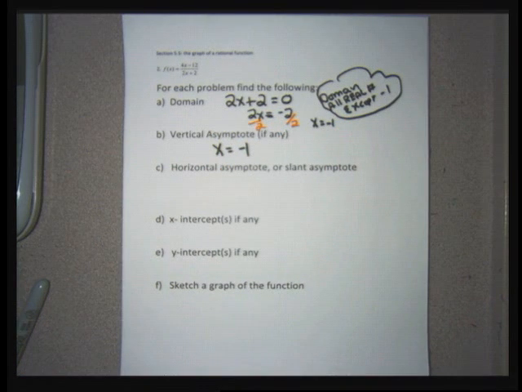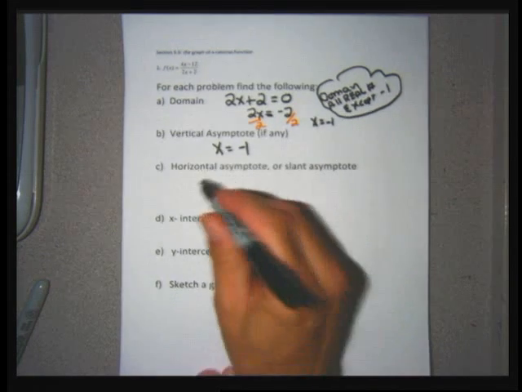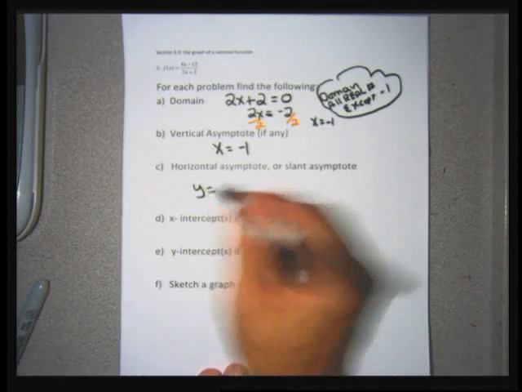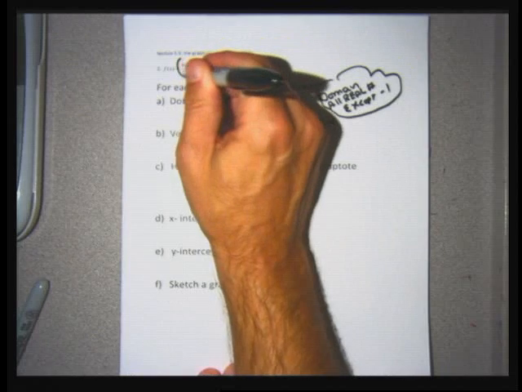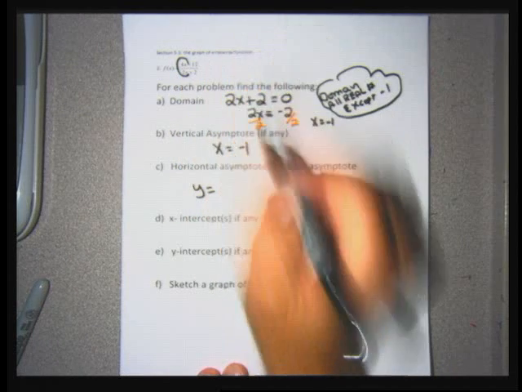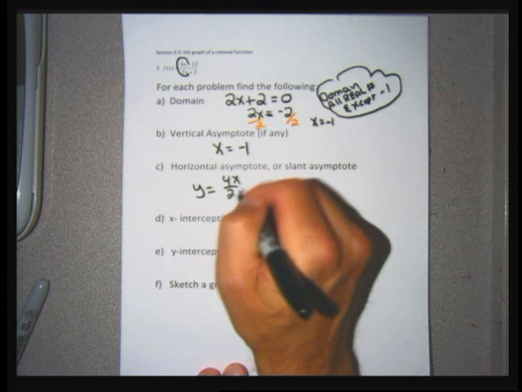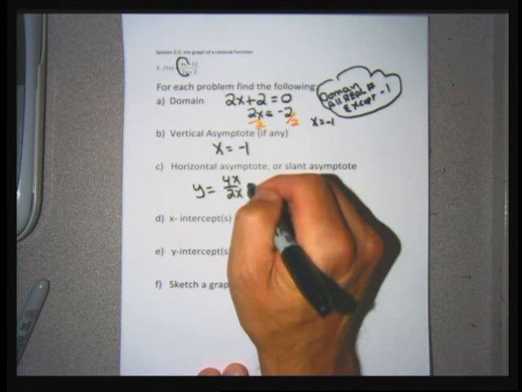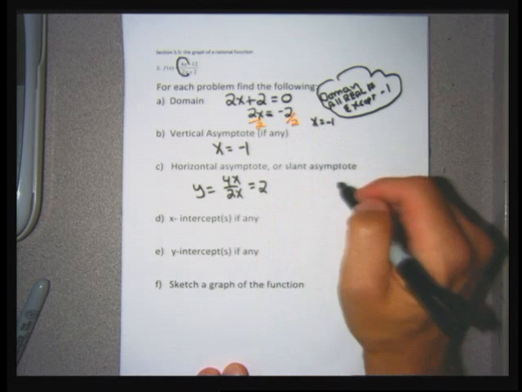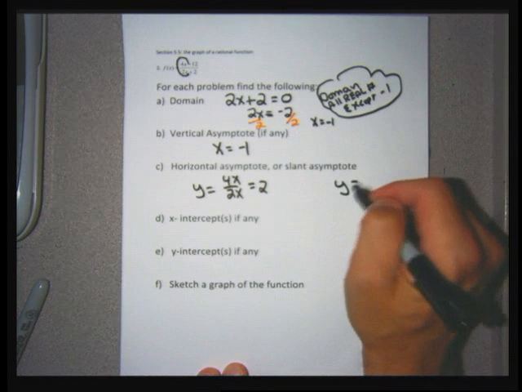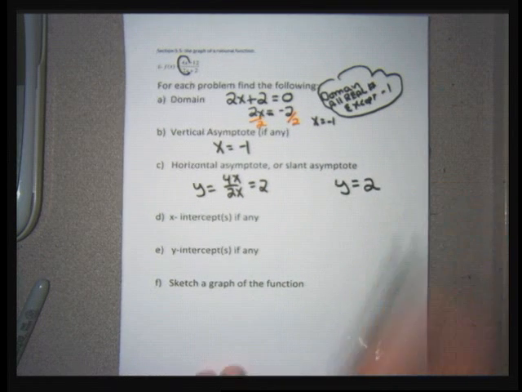For the horizontal asymptote, I write y equals. I divide the highest x power terms in the numerator and the denominator. In this case, I'm going to divide y equal to 4x divided by 2x. The x's are going to cancel, and 4 divided by 2 is 2. The answer to the horizontal asymptote, it's going to have an equation of y equal to 2.